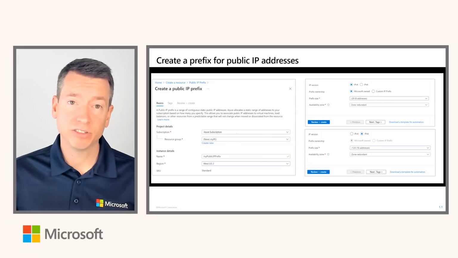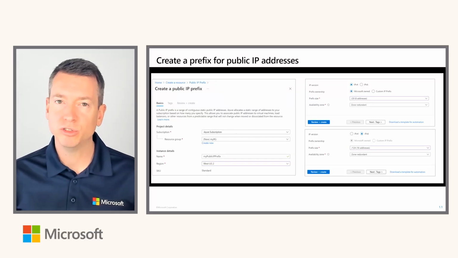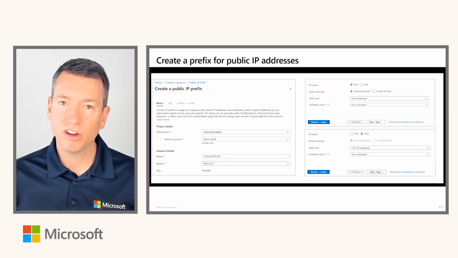A public IP address prefix is a reserved range of Microsoft-owned public IP addresses in Azure. Make sure you know which prefix sizes are available for IPv4 and IPv6.